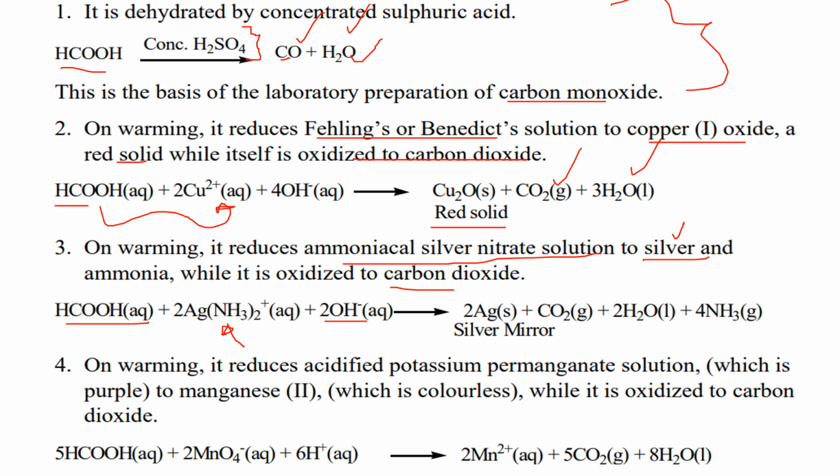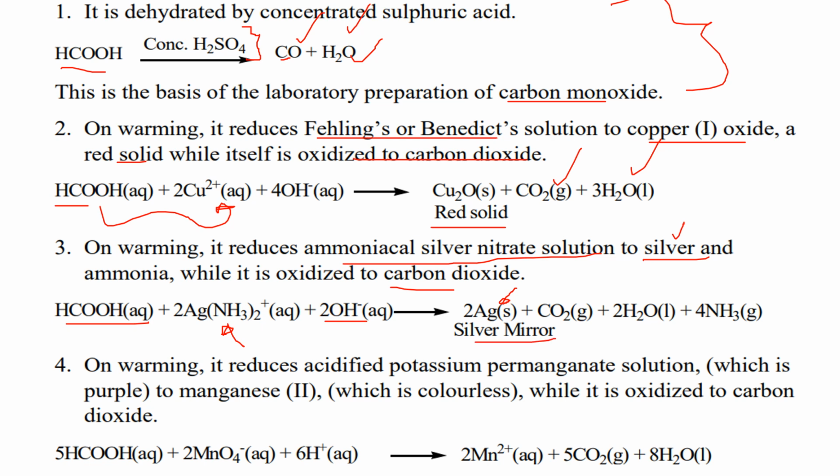So you're going to be forming your silver mirror, which is the silver. In practicals, silver forms on the walls of a test tube. That's why we call it a silver mirror.